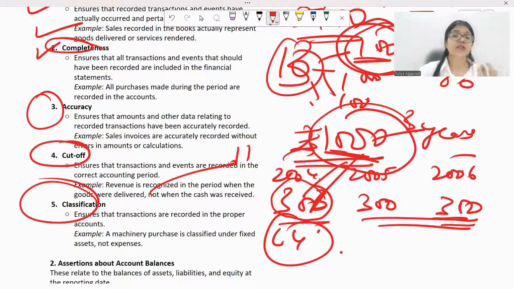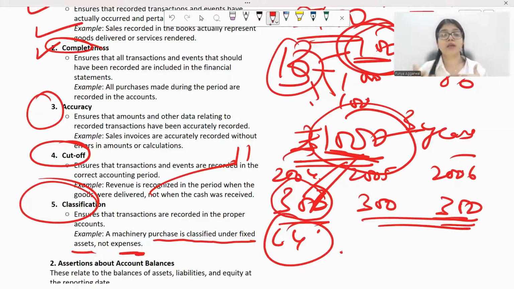So classification is the error where we do not recognize it under the proper accounts, current liability and non-current liability. Similarly, if you read the example over here as well, a machinery purchase is classified under fixed assets, not expenses. You cannot recognize machinery under your expenses. It is not an expense. It is an asset. Similarly, I see a lot of examples for advertisement expenditure, where the company has recognized it as an asset, whereas it should be expensed out. That is a classification error, because technically it should be an expense, but they have recognized it as an asset.